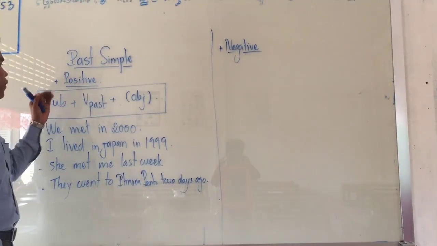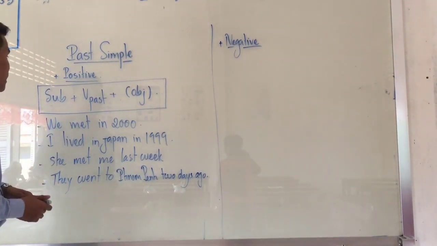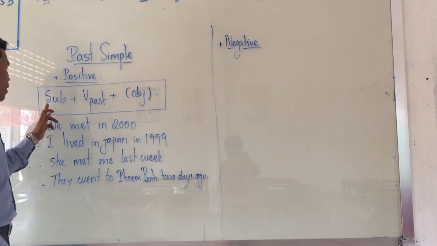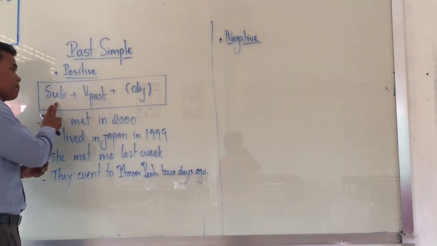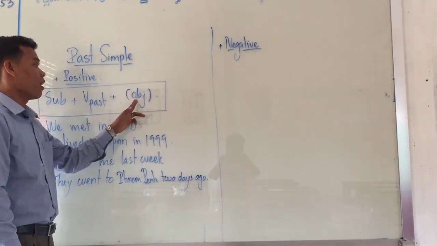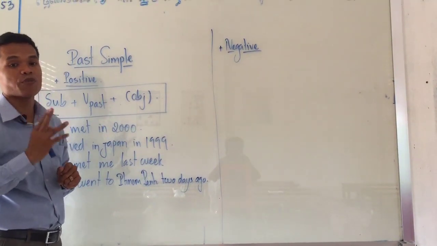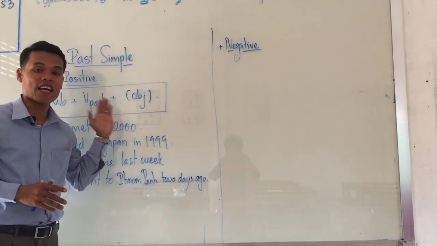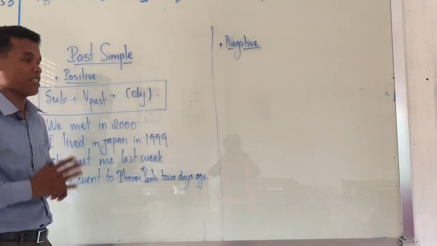Past simple. We have positive, negative, and question. Now let's look at positive with me. In positive, it is formed like this: subject plus verb past, and verb here refers to verb past. Object, in brackets, means that it is optional. Some verbs need an object, some verbs do not need an object.